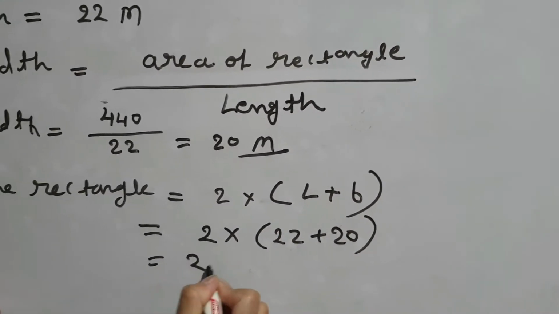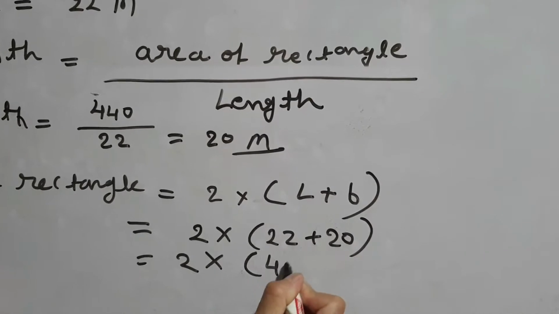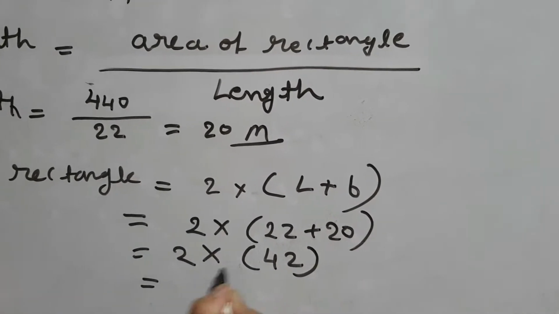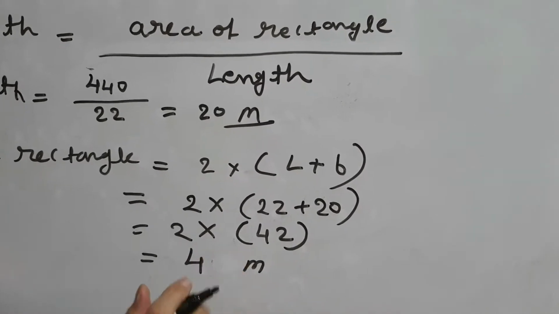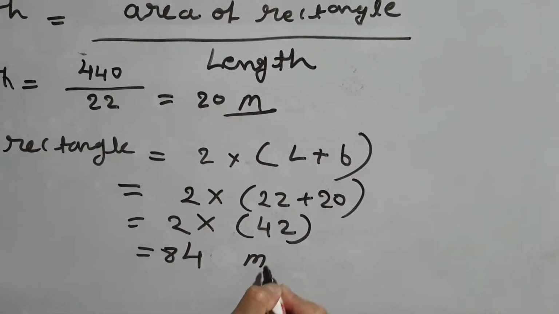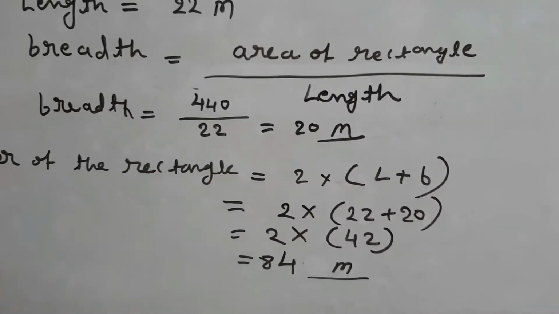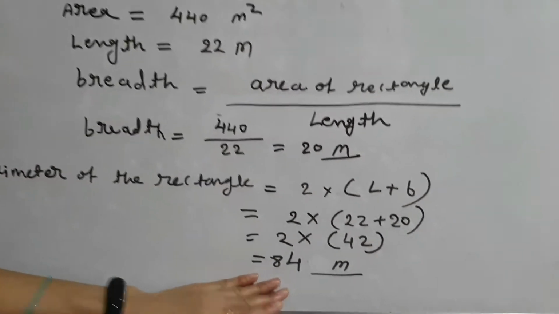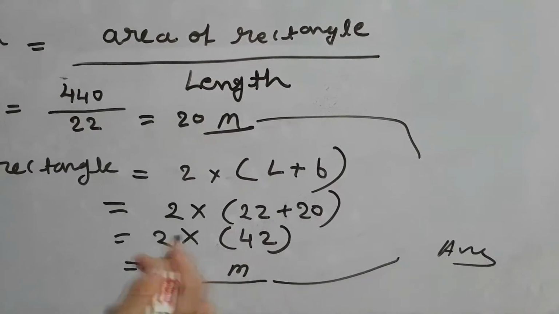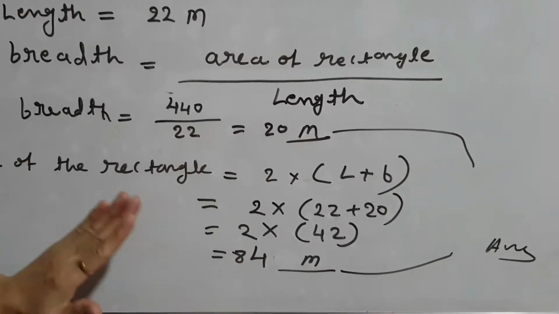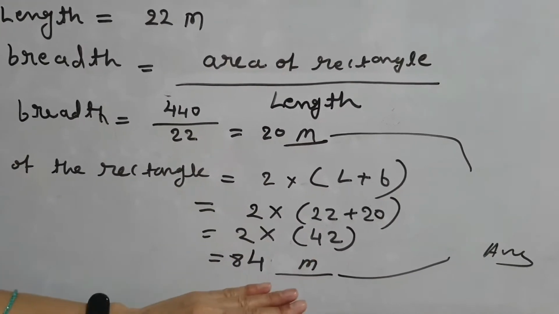So we will get 2 multiplied by 42 and it will be 84 meter. Perimeter of rectangle is 84 meters. So this one and this one is the answer. Breadth is 20 meter. Perimeter of rectangle is 84 meter.